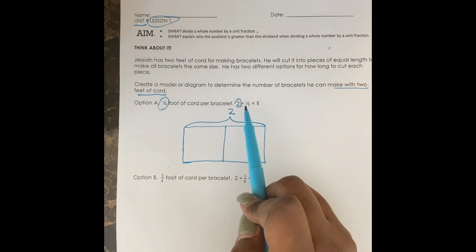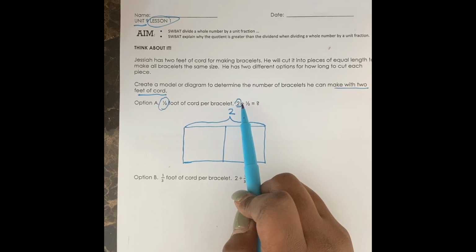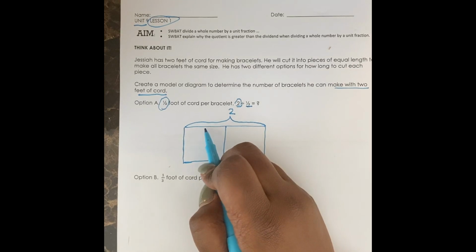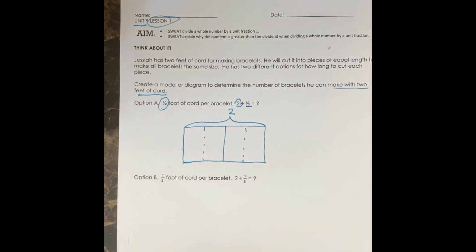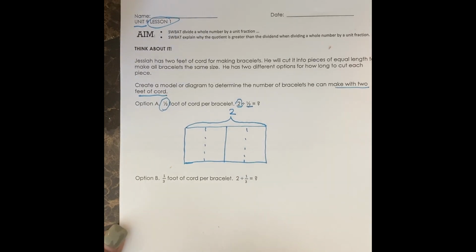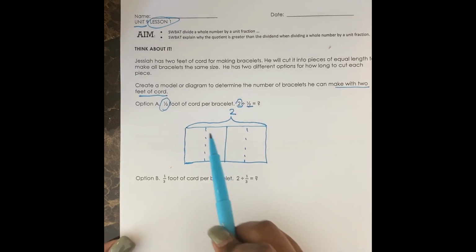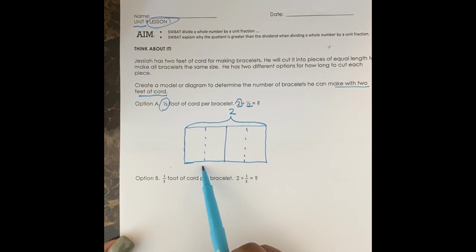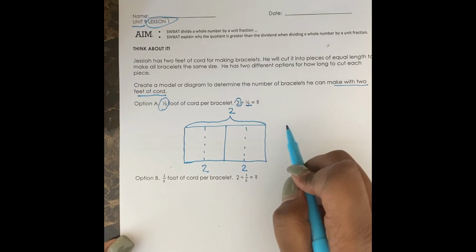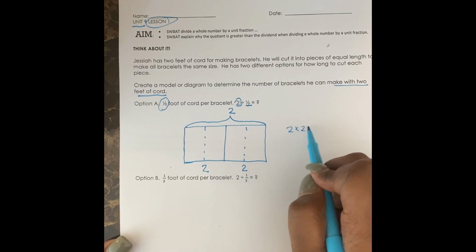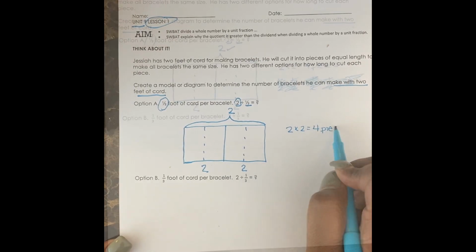Then we are going to take our next step of our expression, which is 1/2, and we are going to cut each piece into half. So when it says create a model or a diagram, this is simply what they are referring to. A way in which we could check our answer is that this one piece right here represents 2. This one piece right here represents 2 more. We can do 2 times 2, giving us 4 pieces.